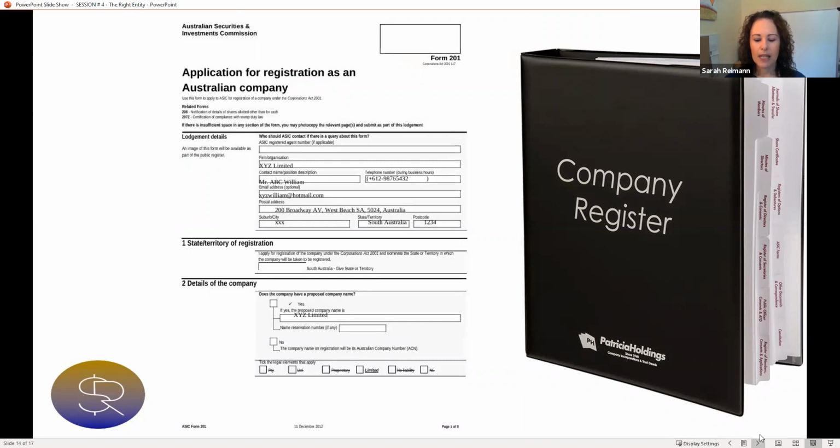So the company must register through ASIC. This is just an example here of an application for registration as an Australian company and a company register. If you have a company or a trust, it must have what we call a constitution, which outlines who the shareholders are, who the directors are, how many shares are owned. It must have a register, whether there's an old black book there. It must have that in either a PDF or digital format. And it must do this through Connect Online through ASIC.